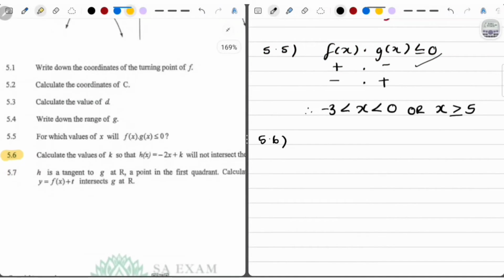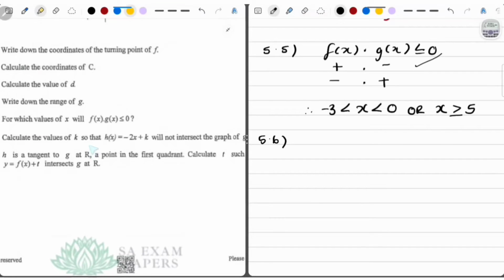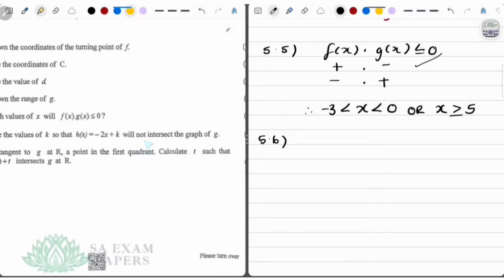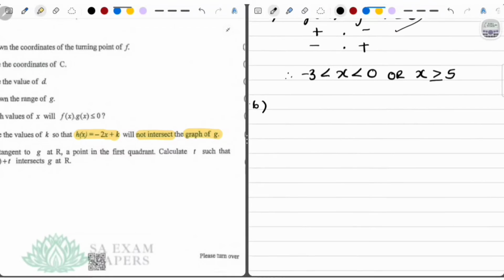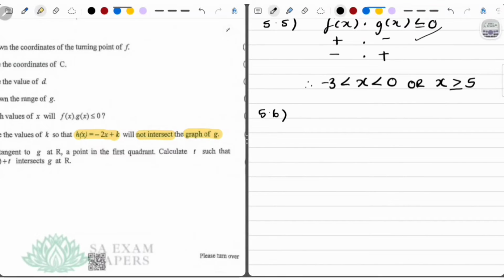Okay, so 5.6 says we need to calculate the values of k so that h of x, which is equal to negative 2x plus k, will not intersect the graph of g. So this must not intersect the graph of g. Well, when you're thinking about things not intersecting, for you to actually be able to think about that, you're going to have to think about what it means for two graphs to intersect. When two graphs intersect, it means that they have the same x and y value at that point of intersection.